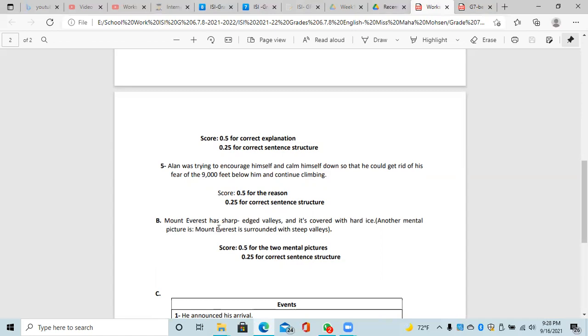So here is the answer. Mount Everest has sharp edged valleys and it's covered with hard ice. These are two mental pictures. Another mental picture is Mount Everest is surrounded with steep valleys. All right, so these are all descriptions of how Mount Everest might look. And they are all based on the information Alan Hobson gave us in the text.